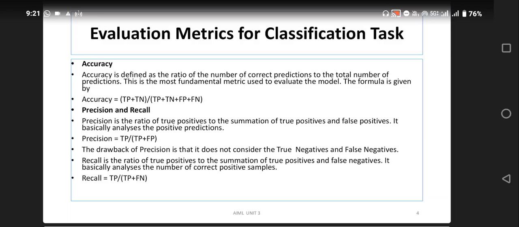The second metrics are precision and recall. Precision is the ratio of true positives to the summation of true positives and false positives, which is used to analyze the positive predictions. The drawback of precision is that it does not consider the true negatives and the false negatives. What is meant by recall? It is the ratio of true positives to the summation of true positives and false negatives. This basically analyzes the number of correct positive samples.